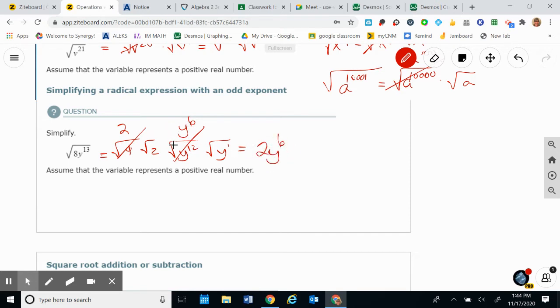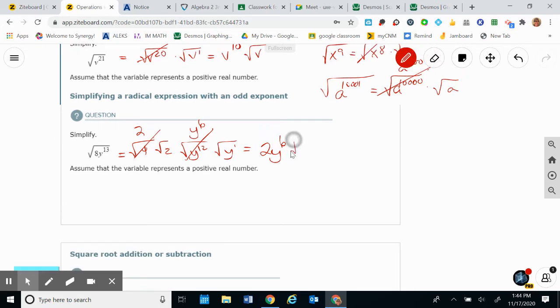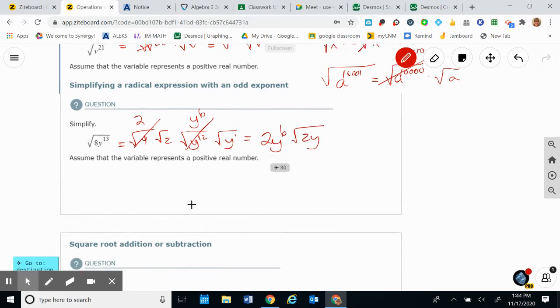We pulled y to the 6th out. Remember, y to the 12th was in. We found the square root, it came out. We found the square root of 4, it came out. So we put what's on the outside and then put what's on the inside. 2 is still inside, and so is y. 2 is there, and y is there.